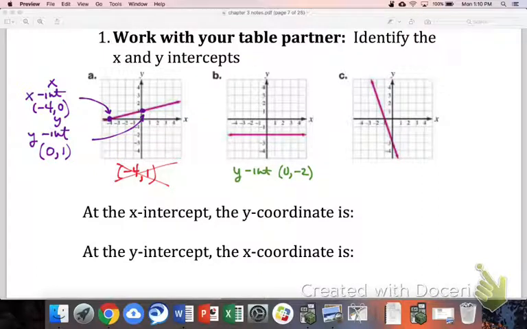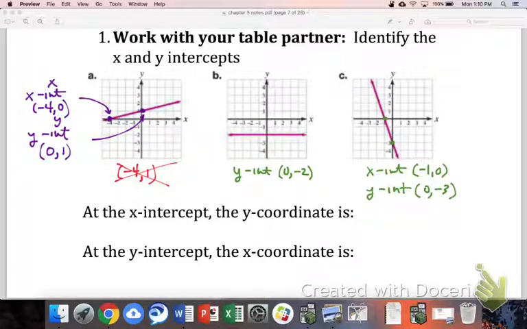And then lastly over here on C, I do see both of them. I see an x-intercept there and a y-intercept there. So my x-intercept is going to be at, let's see here. Let's try that again. -1, comma 0. And my y-intercept would be at 0, comma -3.